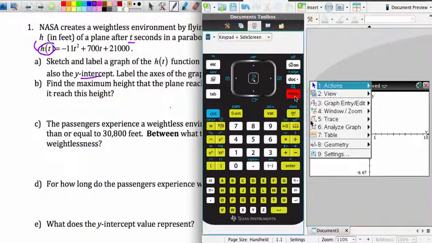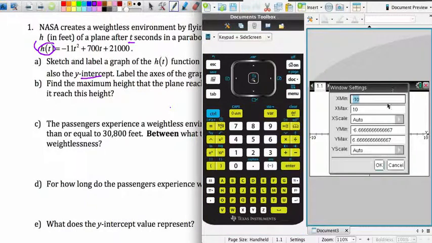is to go in here and just use the window setting and set it myself. Okay, in this case, x is, remember, the t-axis, so this represents time. We're not going to have any negative time, so I'm going to leave in a minus 2, even though we can't have negative time, just so that we can see the axes.